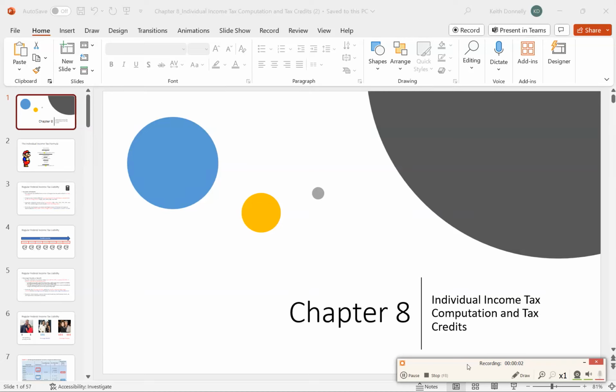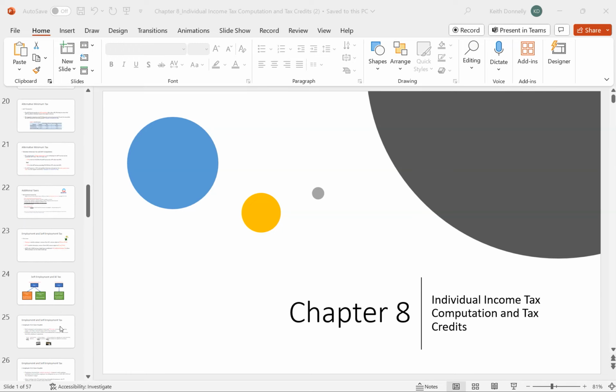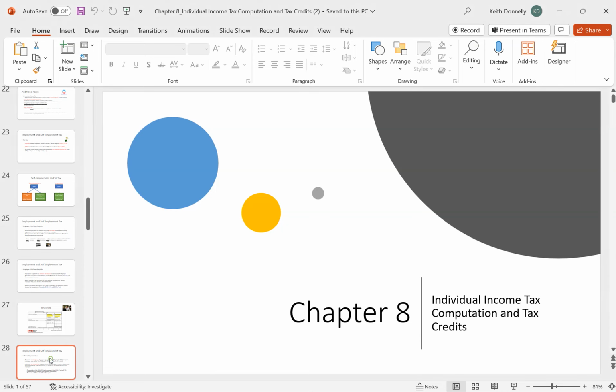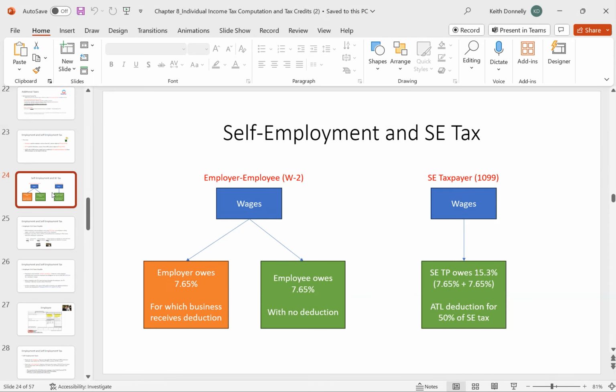Okay, hi everyone. This is going to be the second lecture on chapter 8. So we're picking it up here with FICA and self-employment tax. Just as a refresher, if you pay FICA, it's 15.3%. If you pay SE tax, it's 15.3%. Depending on whether you're an employee or an independent contractor, self-employed, that gets broken out differently.